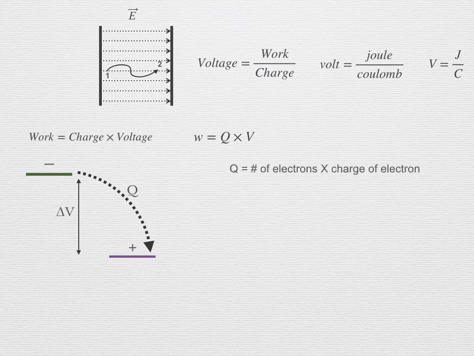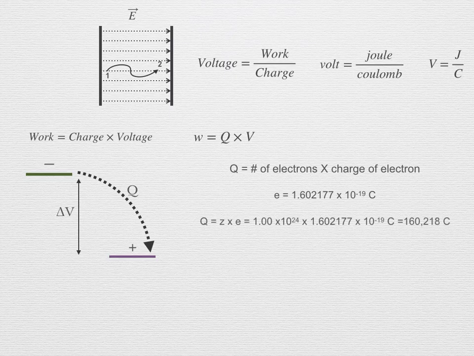In an electric circuit, the total charge Q that is transferred is related to the total number of electrons, Z, that are transferred times the charge per electron. The electron charge is one of the most fundamental constants of nature. It is 1.602 times 10 to the minus 19 coulombs. For example, if 1 times 10 to the 24 electrons are being transferred, the total charge is a bit more than 160,000 coulombs.